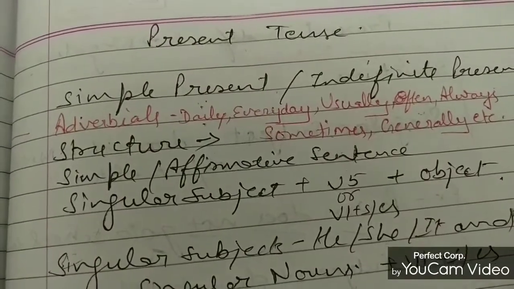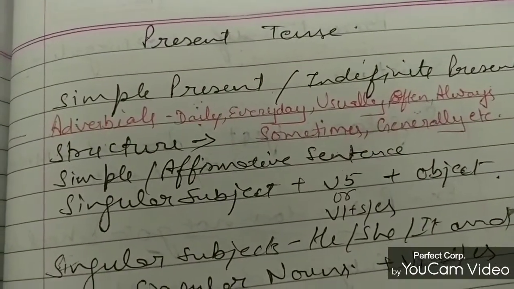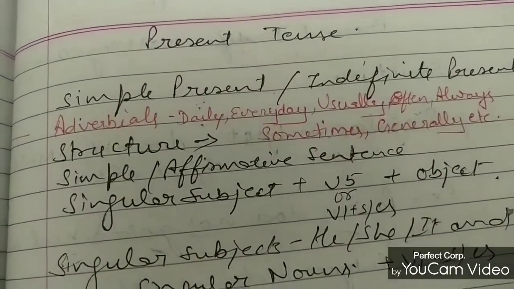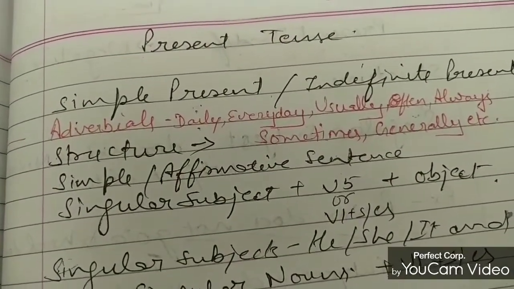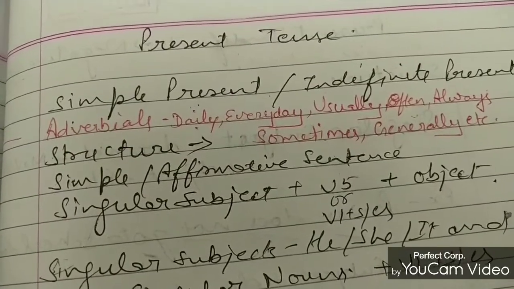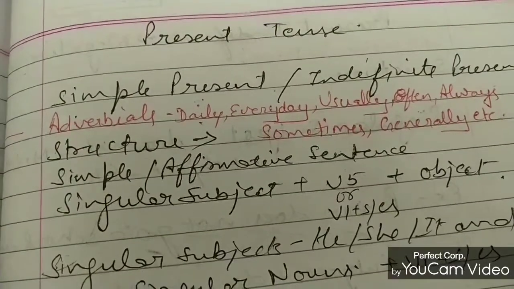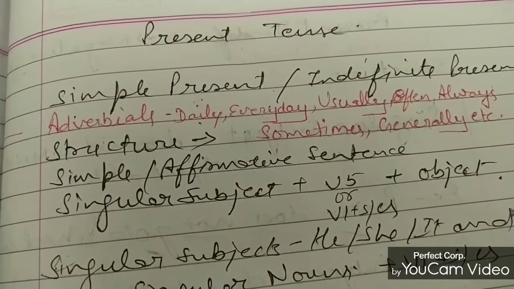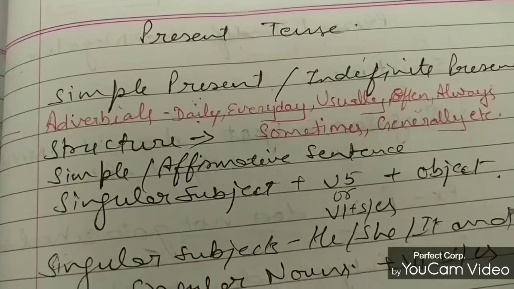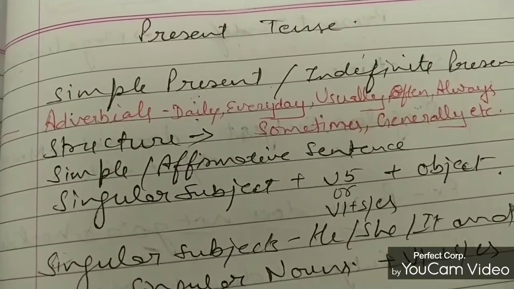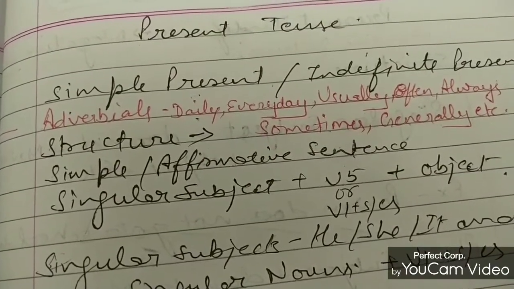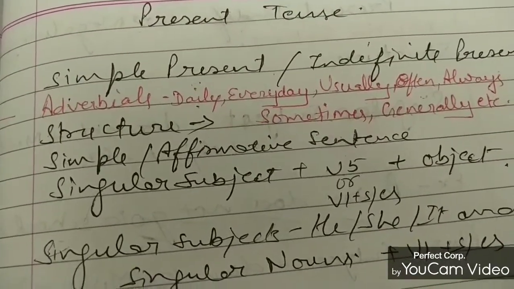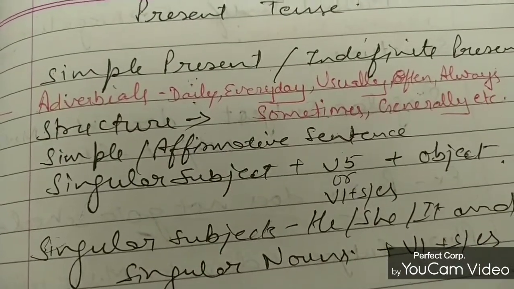In my previous class, I explained to you what tense is and its types on the basis of time. Today I am going to start with present tense. Whatever is happening in the present is called present tense, and present tense is further divided into 4 types on the basis of nature: simple present or present indefinite tense, present continuous, present perfect, and present perfect continuous.